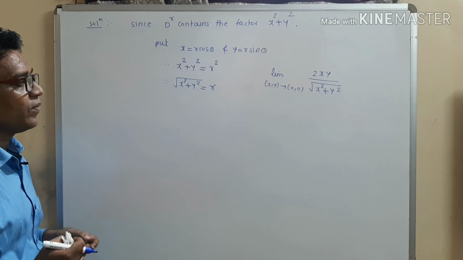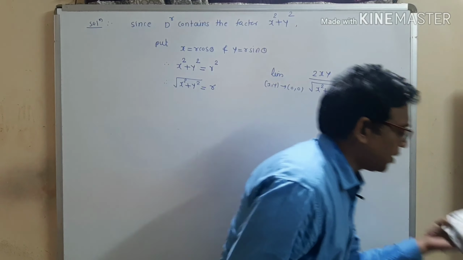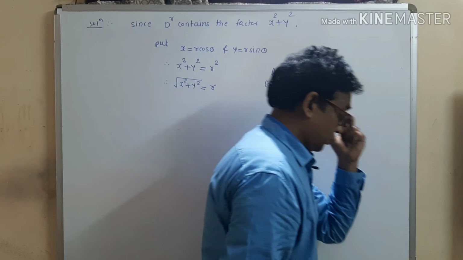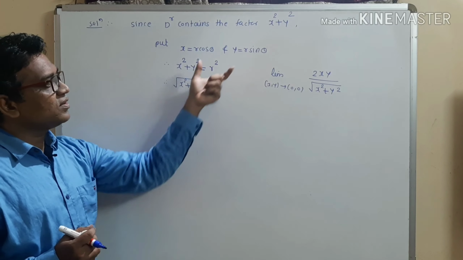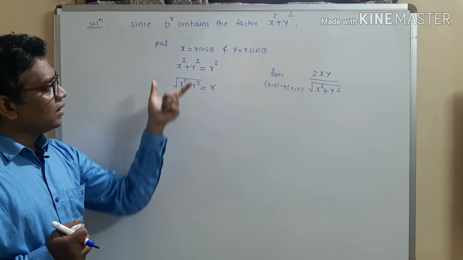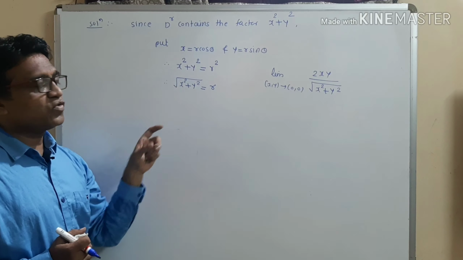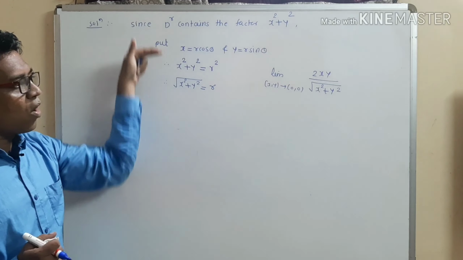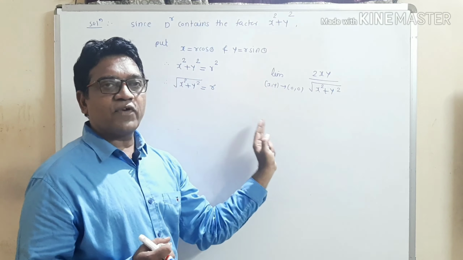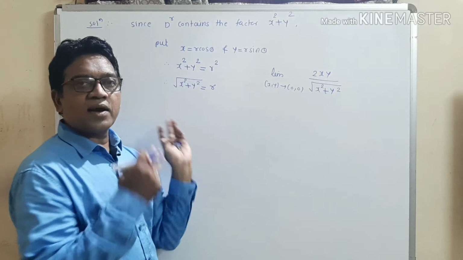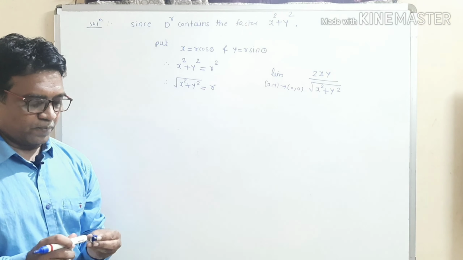What is the first step? If the denominator contains the factor x square plus y square, then what is the substitution? Always we put x equal to r cos theta, y equal to r sin theta. This is the process: just squaring and adding and then take the square root. So this is the first step, and this is the common step for each and every example. If the denominator contains the factor x square plus y square, then this is the starting step: put x equal to r cos theta and y equal to r sin theta.